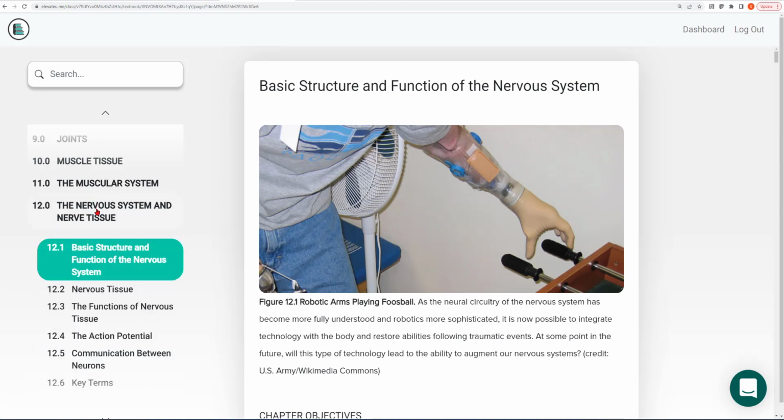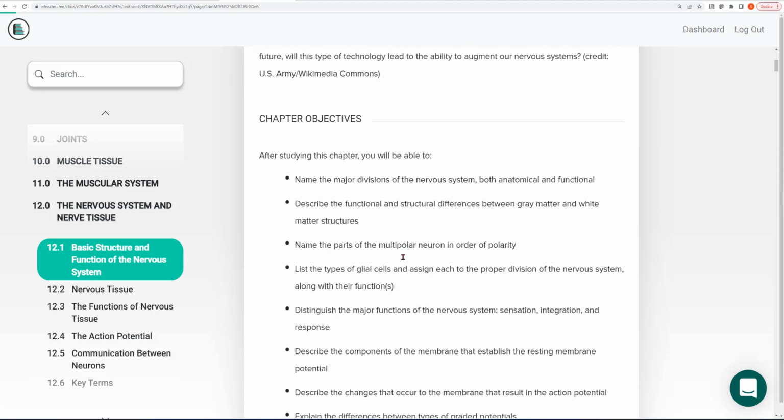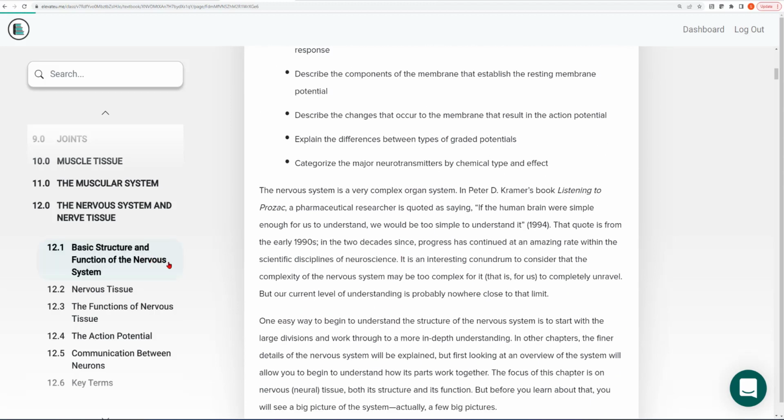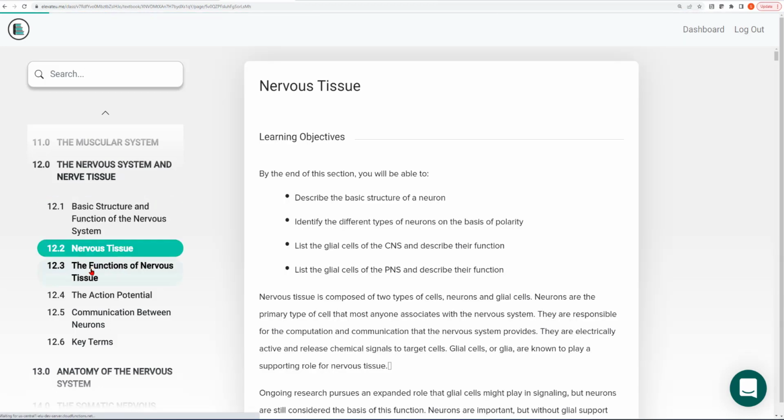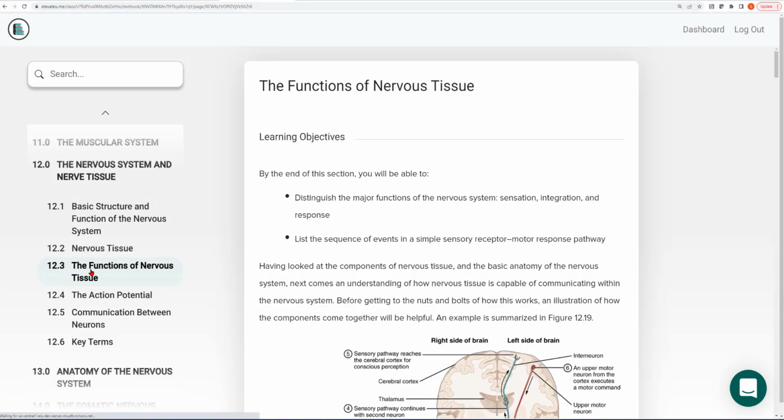So let's get started in 12.1 in the Blossom, and we are specifically looking at the basic structure and function of the nervous system. Note, we are only going to be discussing 12.1, 12.2, and 12.3. You will not be discussing this semester action potentials or the communication between neurons. Those are topics that you will dive into deeply in physiology.